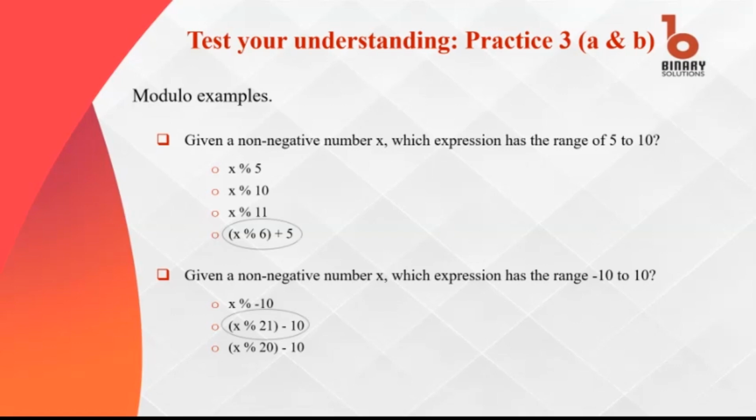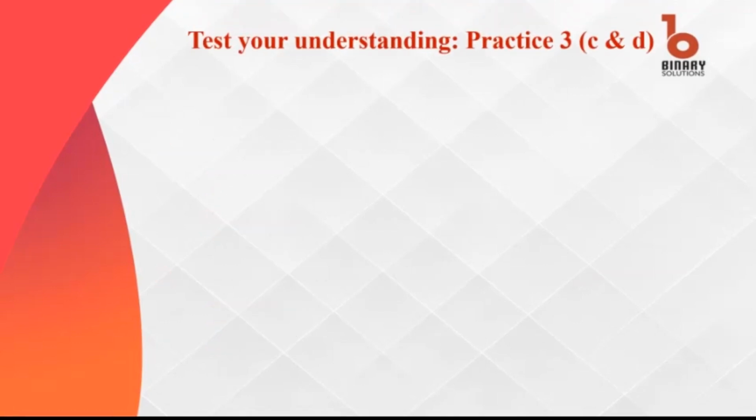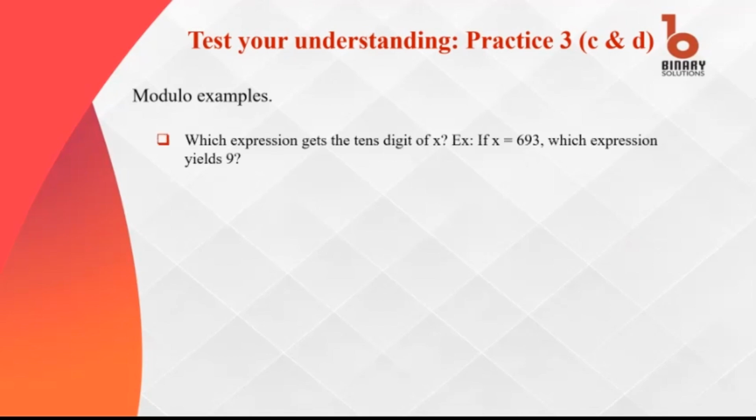Examine each of your answers, match them with what you've learned, and share in the comments how many you got correct and your understanding of the concepts. Let's move to the third question. Imagine you have a number x, like 693. Which expression will give you the tens digit? In this case, we want to extract the 9 from 693.